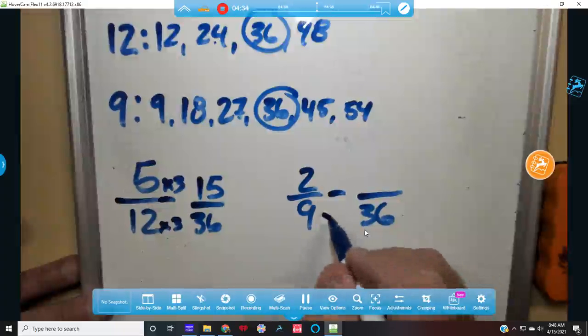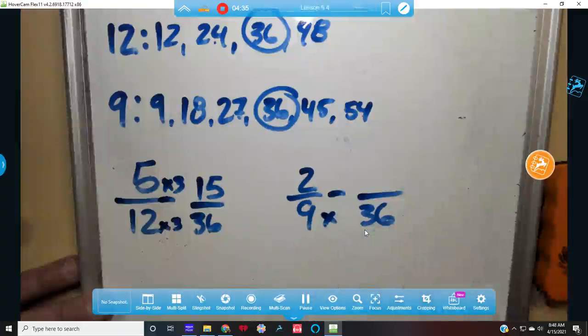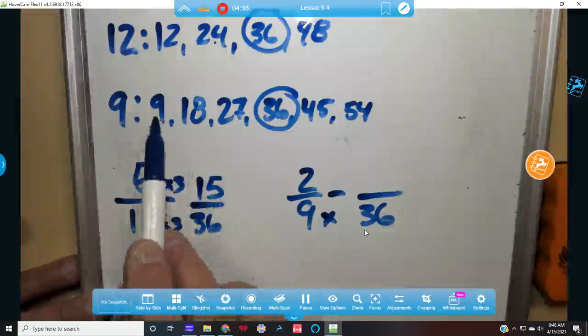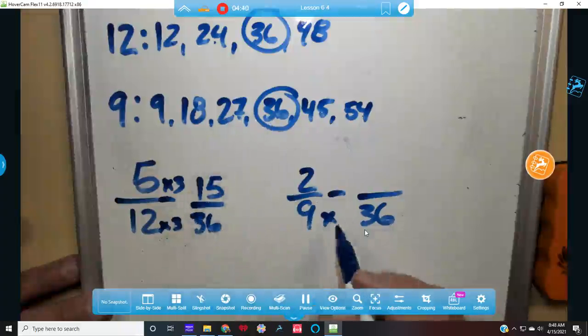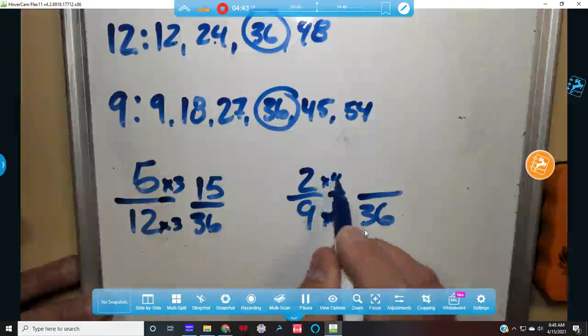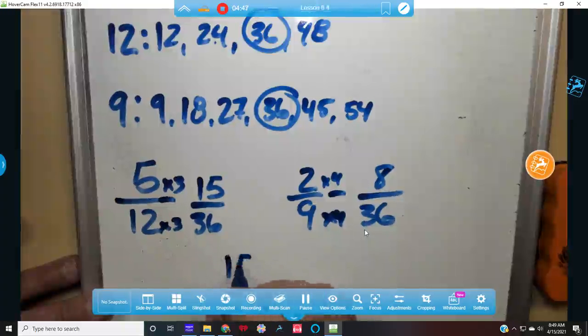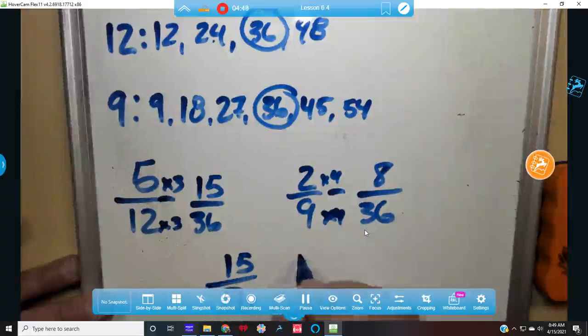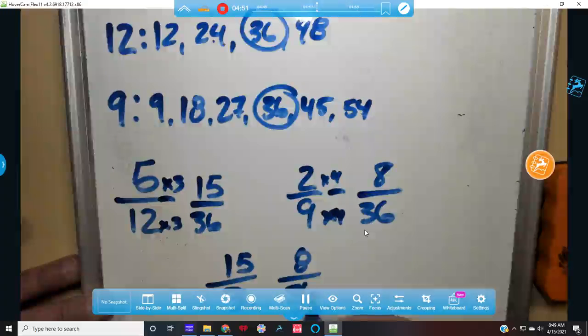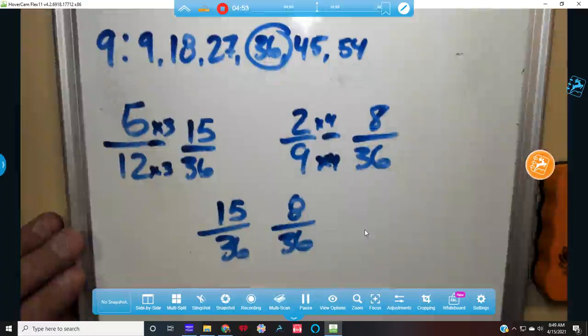Okay, so now I have 9 times what gave me 36. Again, if you don't know that it's 4, you can count 1, 2, 3, 4. So I need to do the same to the top. 2 times 4 is 8. So your answer to this problem is 15/36 and 8/36. Whoop. That's going to be your answer.